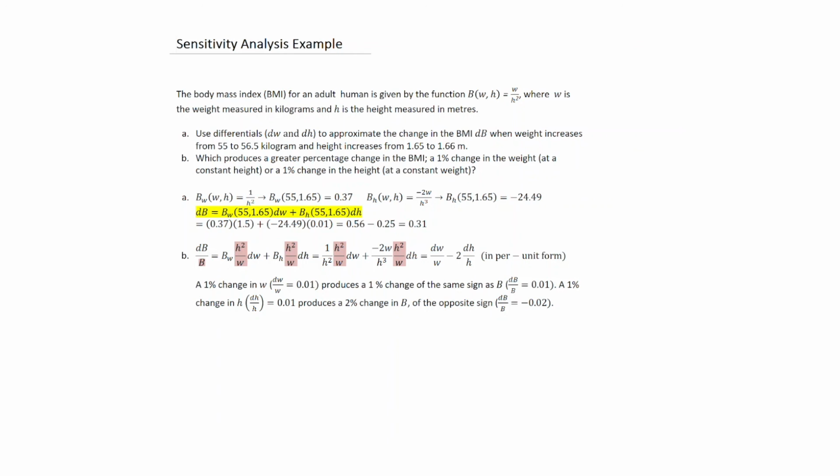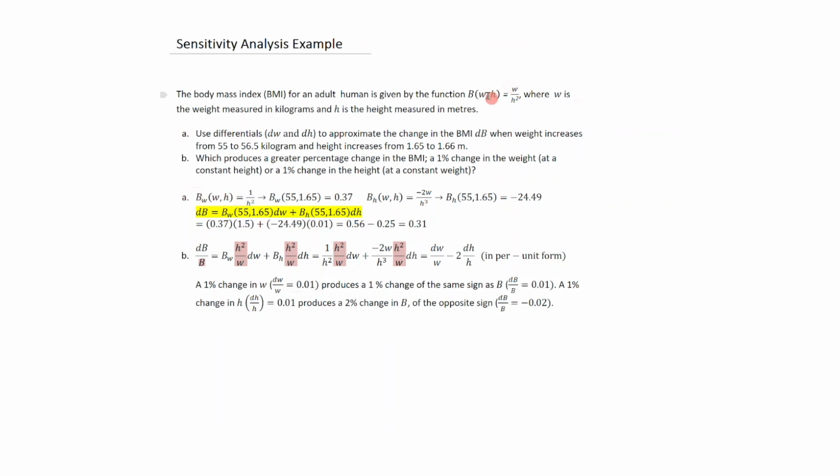Part B, which produces a greater percentage change in the body mass index? A 1% change in the weight at a constant height, or a 1% change in the height at a constant weight? All right, so we'll start with part A. So part A requires that we determine the partial derivatives with respect to w and with respect to h, which is precisely what I've done here.